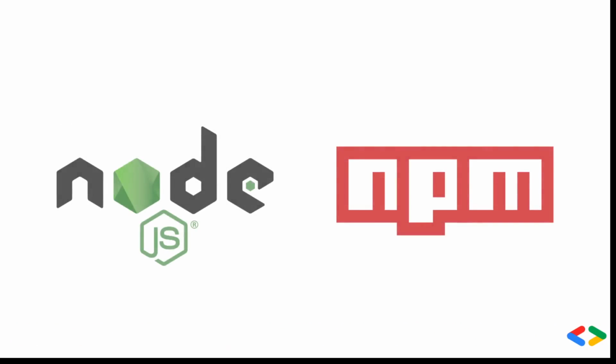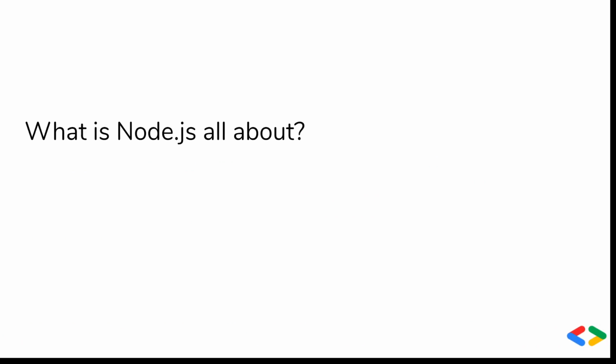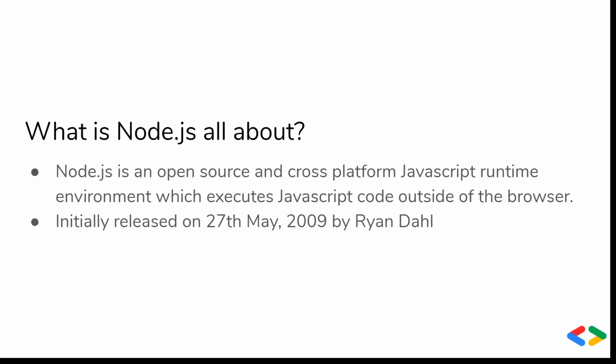So moving on, what is Node.js? Let's see what Wikipedia says about Node.js. So Wikipedia says Node.js is an open source and cross-platform JavaScript runtime environment which executes JavaScript code outside of the browser. That is a really huge definition, and it's really difficult to understand if you do not know the meaning of each and every word on there. So let's actually break it down.